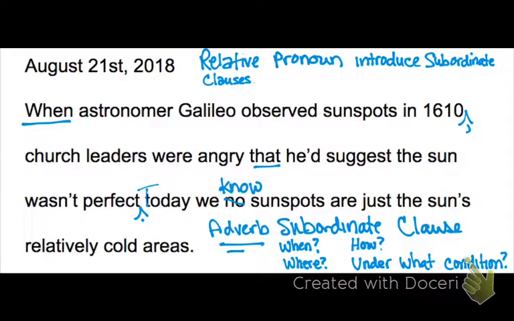Okay? These are the 4 questions you ask yourself for the adverb subordinate clause. This adverb subordinate clause, I'm going to highlight it in blue. And I'll just highlight underneath it. What question does that answer for the adverb questions? Which one does it go to? When. Okay, which is pretty easy because you begin it with the adverb, when. And so this is not going to be the main subject of the sentence. Can this subordinate clause be moved? Church leaders were angry that he suggests the sun wasn't perfect when astronomer Galileo observed sunspots in 1610. Does it work? Yeah, it works. The adverb subordinate clause can be moved.